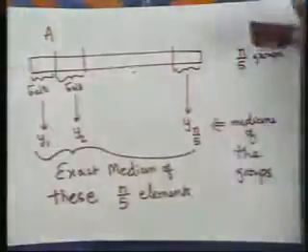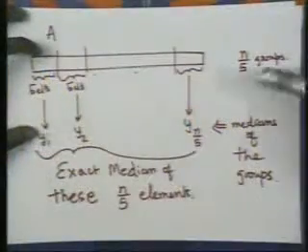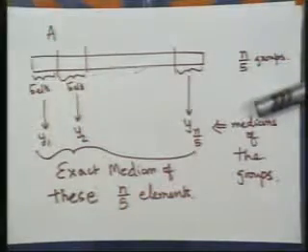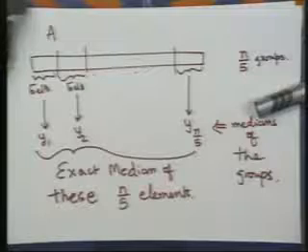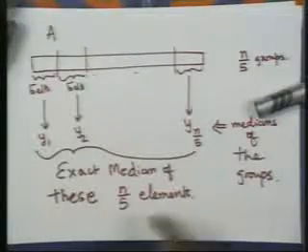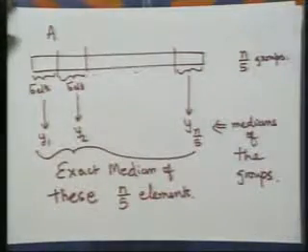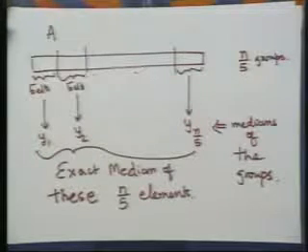You split them into groups of 5. There are n by 5 groups. For each group you find the median: y1, y2, up to y n by 5. Now you find the exact median of these n by 5 elements, and this is an approximate median.